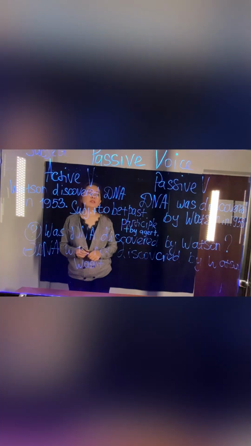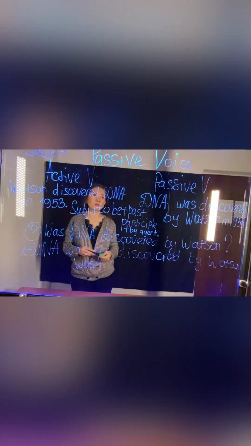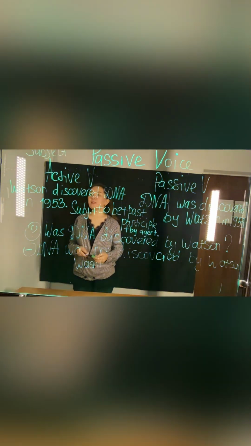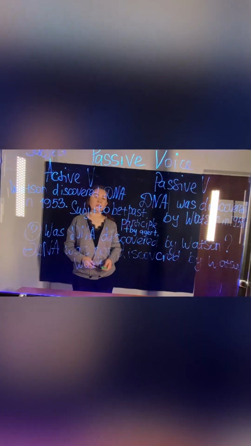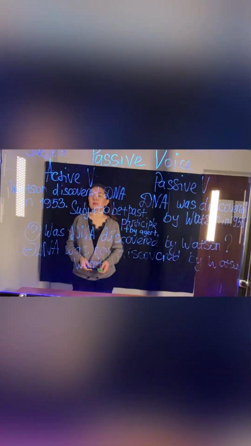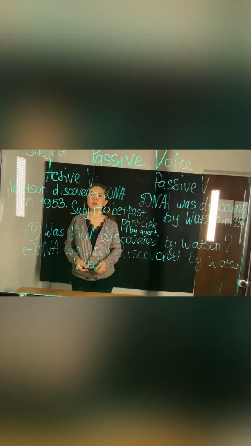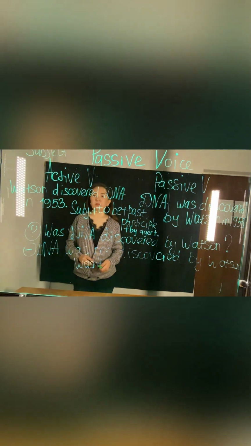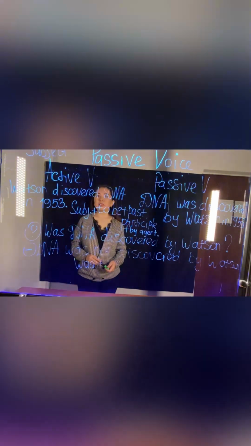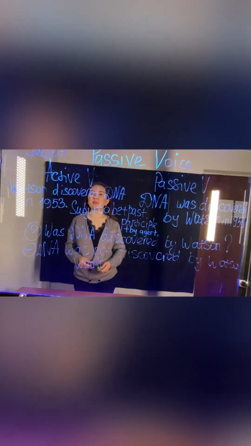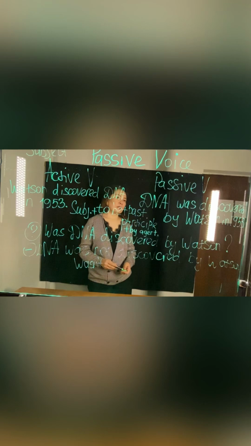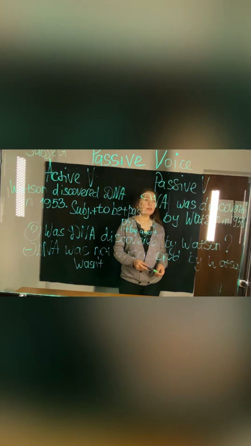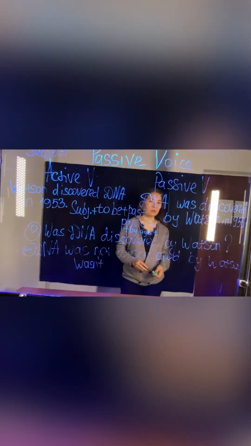Okay guys, and now let's look at two examples. The first sentence is: Watson discovered DNA in 1953. And you see guys, this sentence is in active voice. Why? Because Watson did this action. He discovered DNA by himself. And what about the second example? DNA was discovered by Watson.